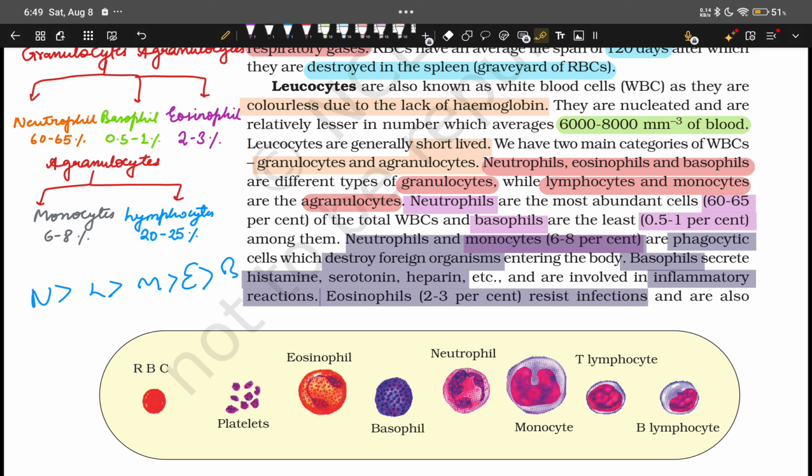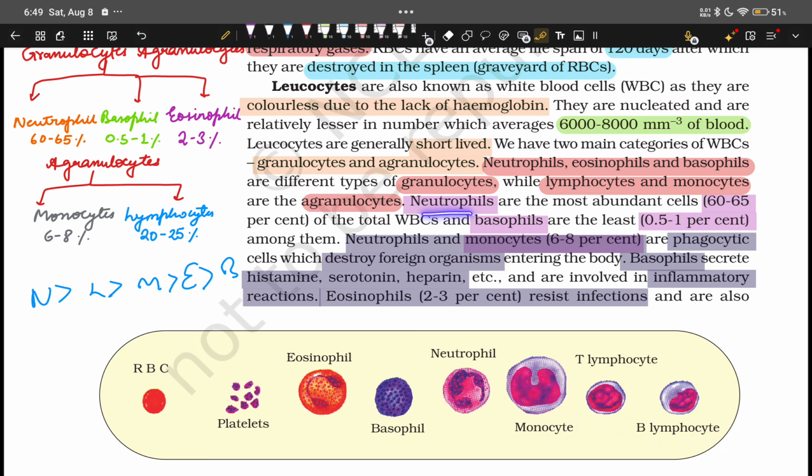Eosinophil has a headphone-shaped nucleus. Then we have basophil like this. Then we have neutrophil, which has a multi-lobed nucleus, and a bilobed nucleus is present in monocyte. T lymphocytes and B lymphocytes are also there. Lymphocyte types are basically T lymphocyte and B lymphocyte.